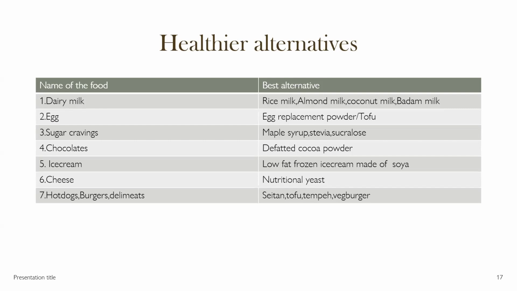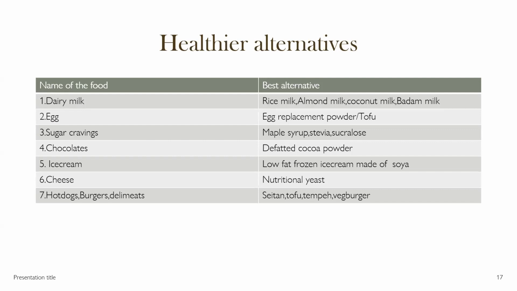It can be taken instead of egg. Sugar cravings, people sometimes have sugar cravings. For such cravings people can take either stevia or sucralose or maple syrup. Then chocolates. Instead of chocolates, they can take defatted cocoa powder.